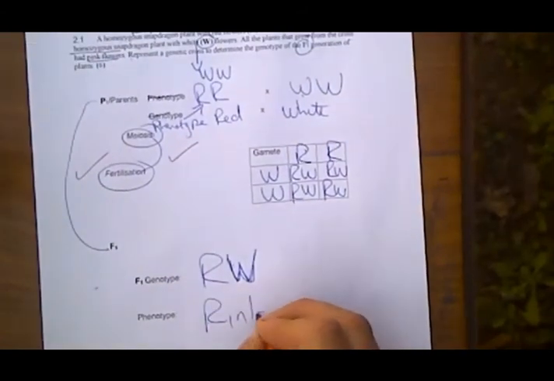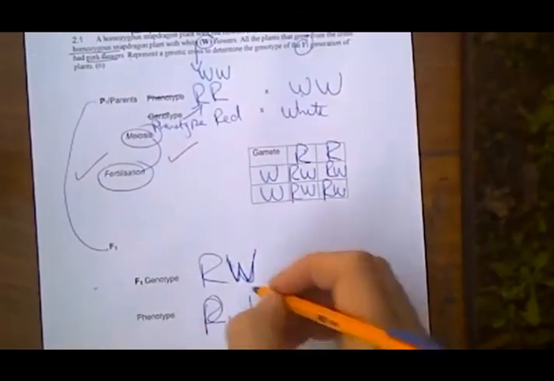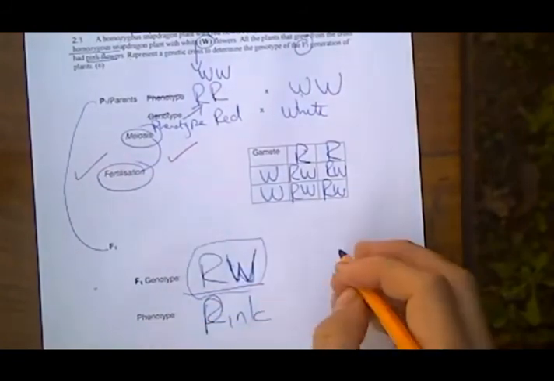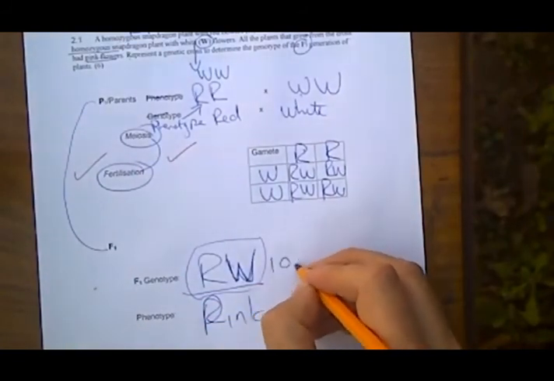They didn't ask my phenotypes. I can say, okay, all of them were pink. They actually gave it to me. All of them were pink. But they asked me, what is my genotype? And it's 100% capital R, capital W.